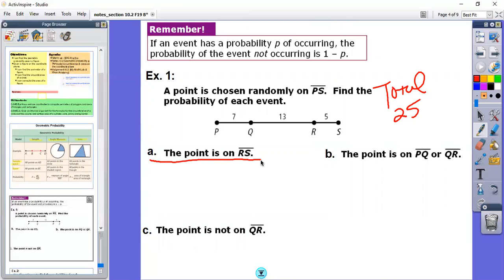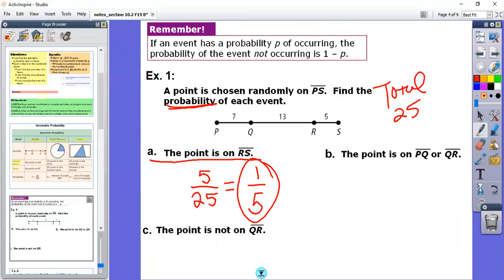On part A, they want to know what's the probability that the point is on RS. So I'm going to look at how long RS is. It's 5, and we're going to divide that by the total. Sometimes we express probabilities as a decimal, but a lot of the time we're going to just leave that as a reduced or simplified fraction. So I just want to put my fraction in simplified form before I write my final answer.